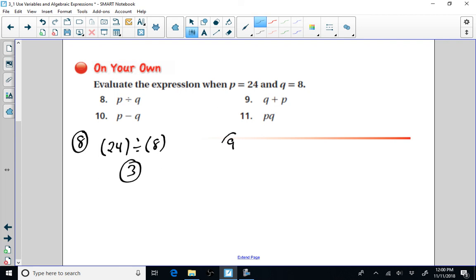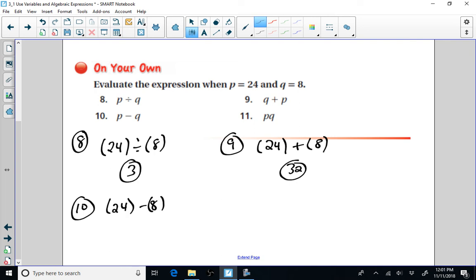Problem 9. A number q plus a number p when q is 24 and when p is 8. So it's going to be 24 plus 8, and 24 plus 8 is going to be 32. Problem 10. A number p minus a number q when p is 24, when q is 8. So it's going to be 24 minus 8. 24 take away 8 is going to be 16.